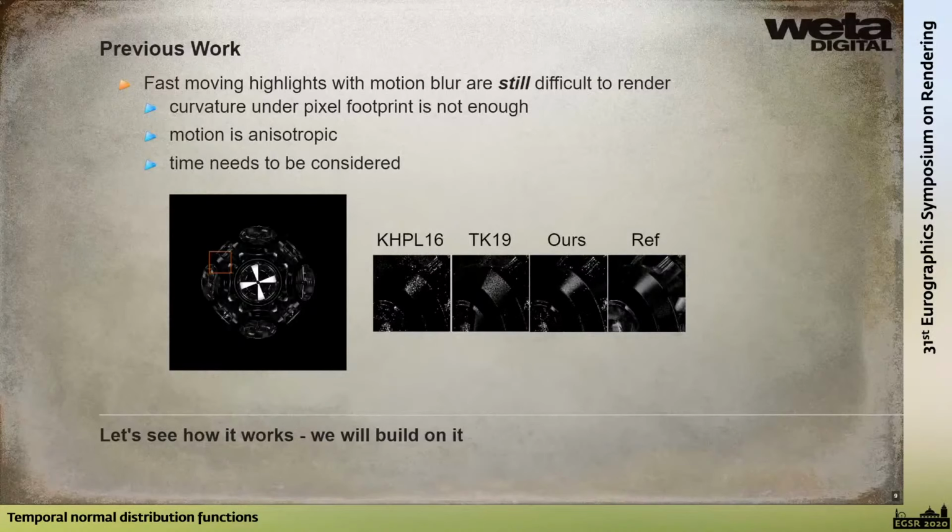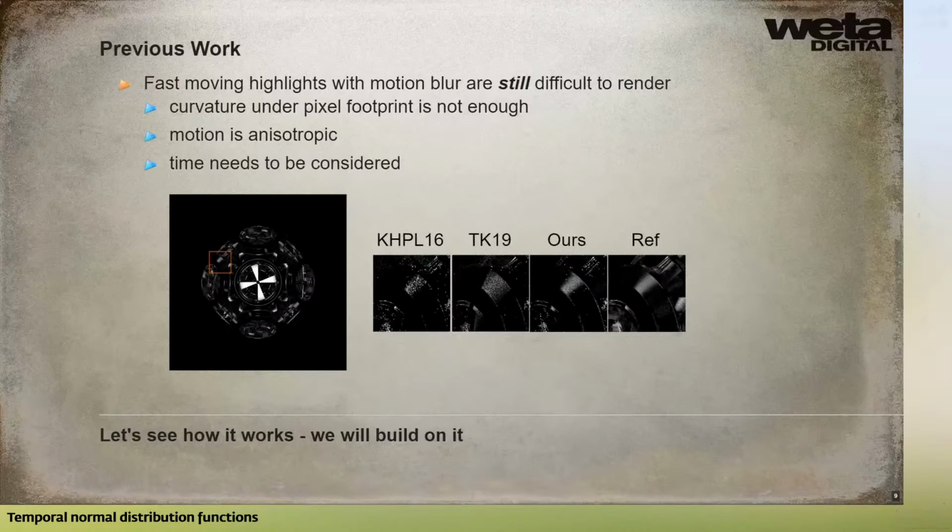Unfortunately, this is not enough for our use case. While accounting for curvature definitely improves our chances of sampling the glints, it is still not enough and can lead to blurred edges. This is due to the fact that motion is inherently anisotropic, so both time and anisotropy have to come into play. Nevertheless, this is a promising start, so let's see how those methods work. We will build on them.